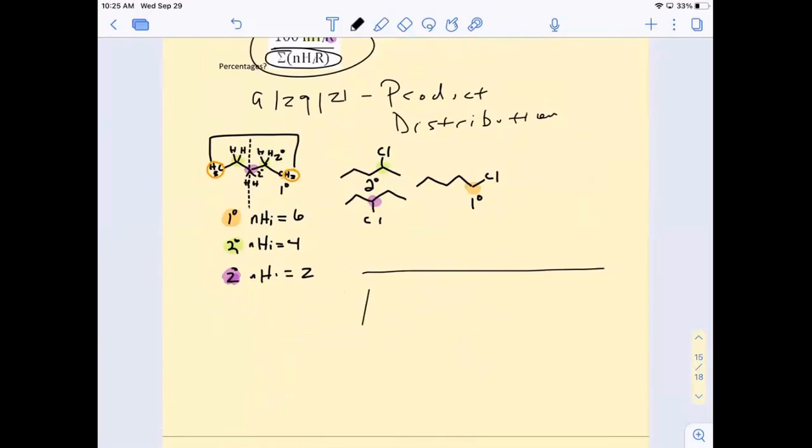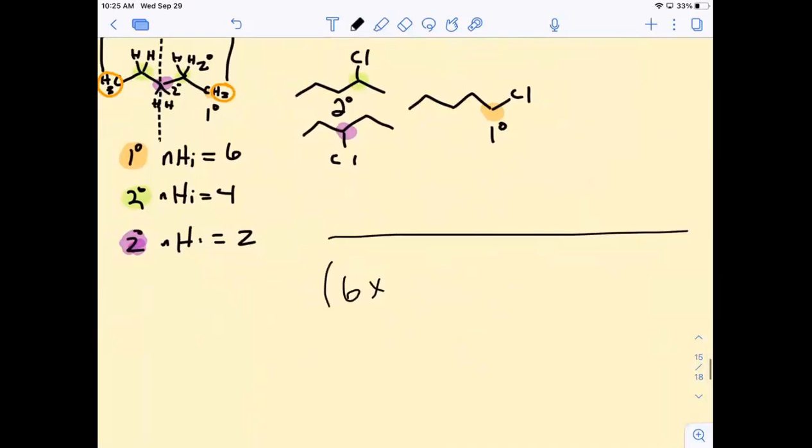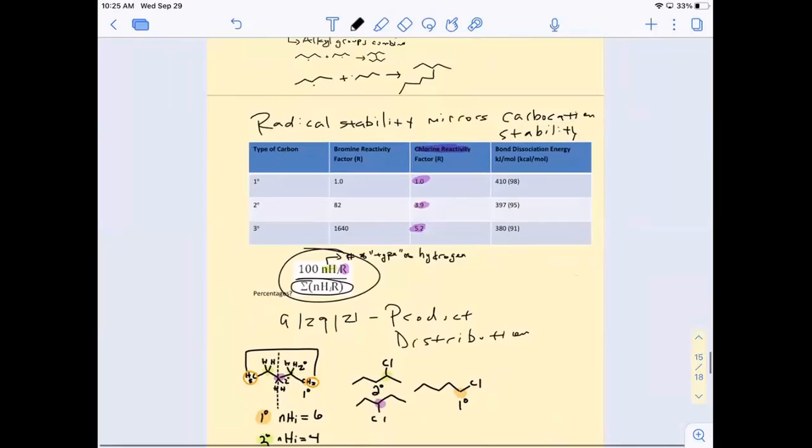So we got 6 primaries, and then times 1, right? Because R is 1 for a primary carbon with chlorine.